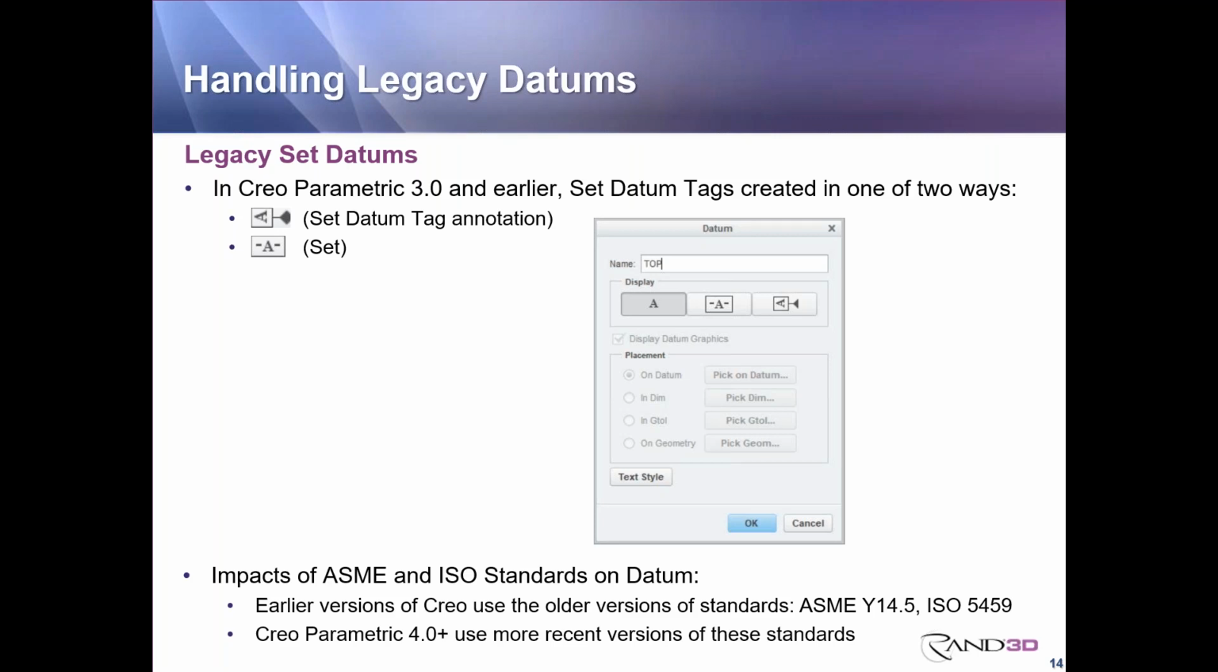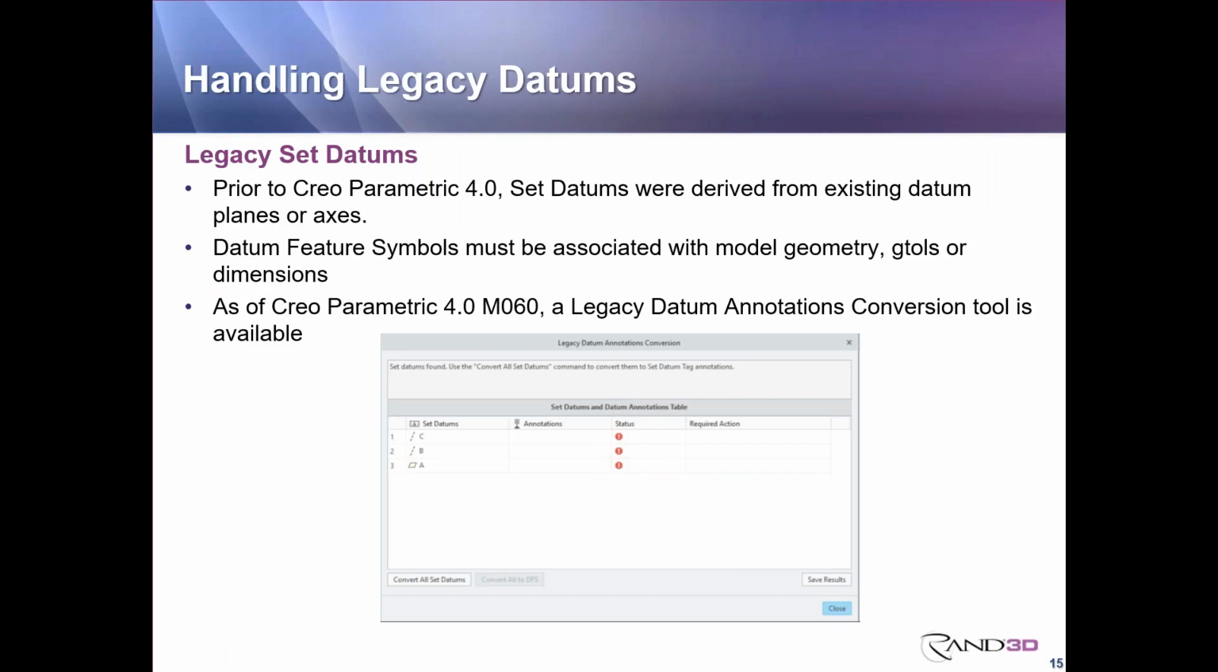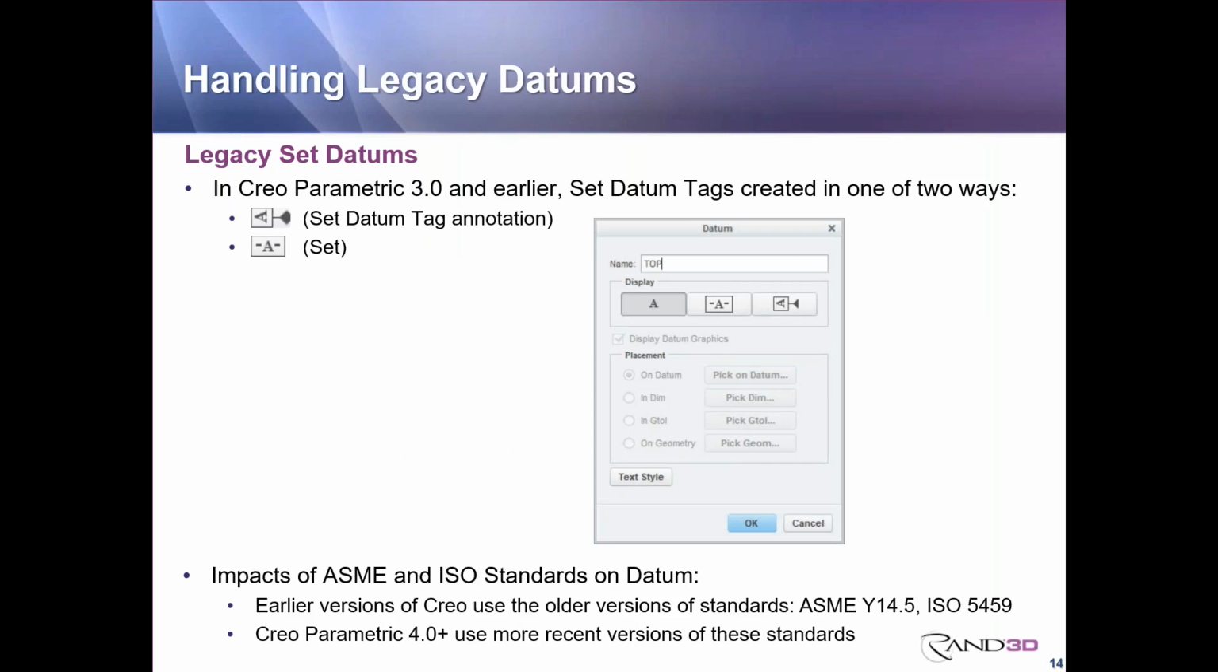The images that you see here show the different datum types. And from here, you can see the datum property box, whereby you could set the type of datum that you'd like to establish or edit. So a set datum was in previous versions of Creo Parametric created as a property of a plane. Let me go back to the previous slide there. As a property of a plane or an axis.